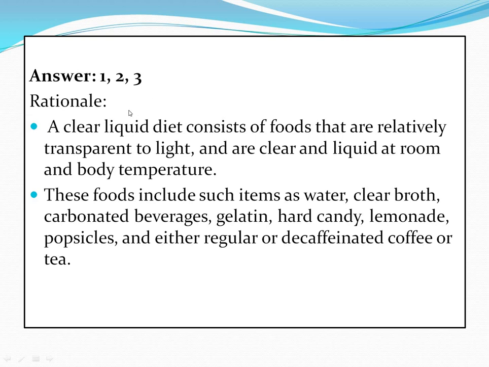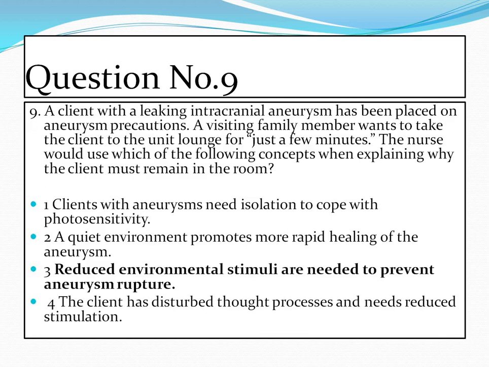Why did we select that? Because options 1, 2, 3 are clear liquids. A clear liquid diet consists of foods that are relatively transparent to light, and are clear and liquid at room and body temperature. Okay. We can go to the next question.